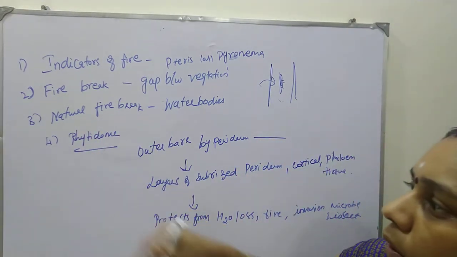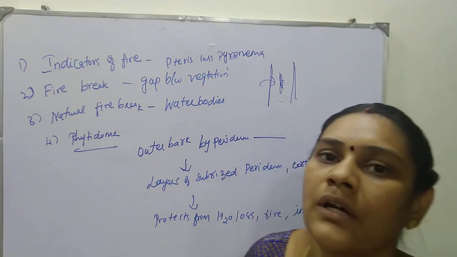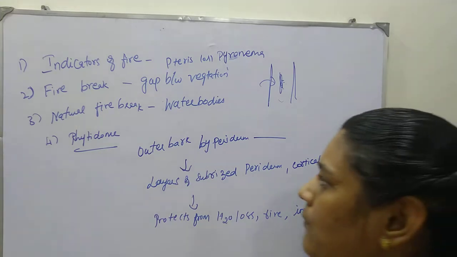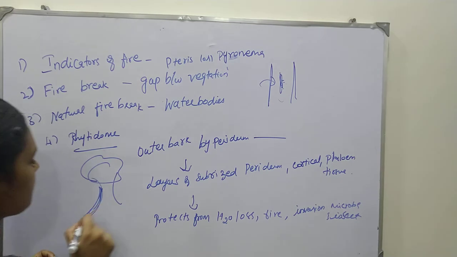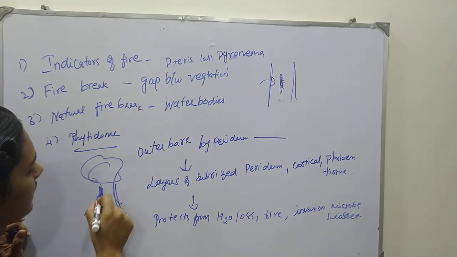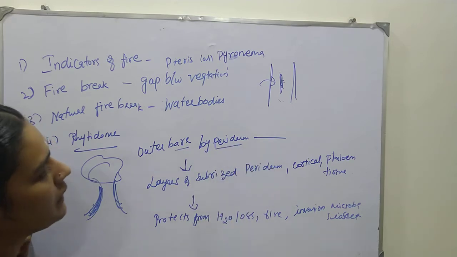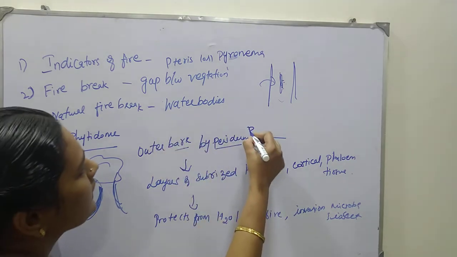And rhytidome is important for you, and you will definitely get a 3-mark question on it in your exams. Rhytidome is the outer bark layer. Suppose this is a tree, the tree's outer layer, you know the bark, right? This bark is very thick in nature. The thickness of the tree is called bark, which is formed by the periderm layer that you studied earlier. This periderm is also called rhytidome.